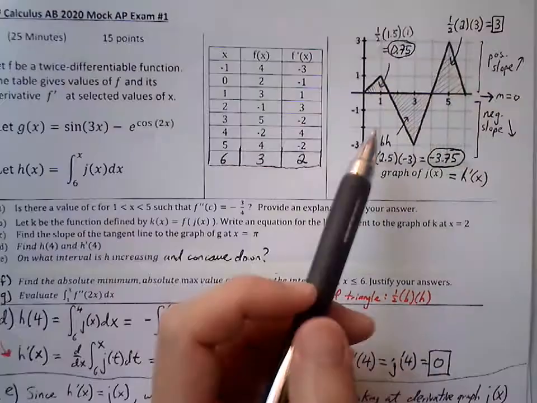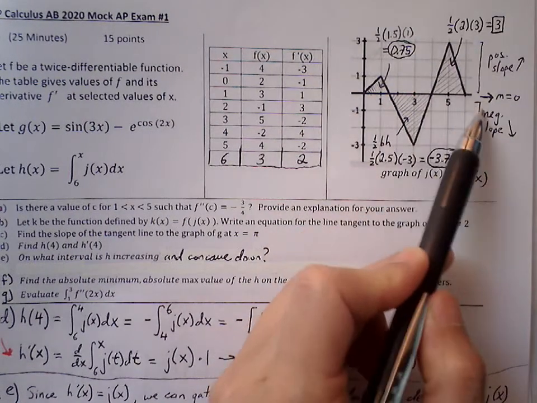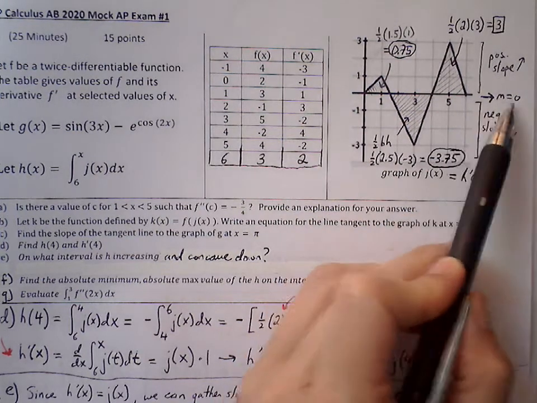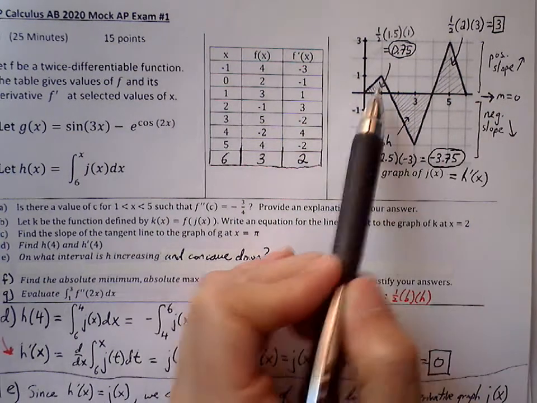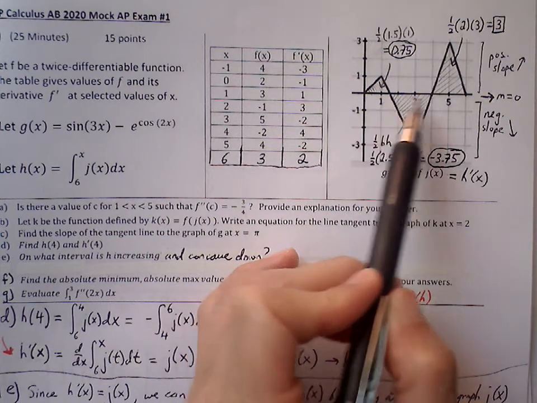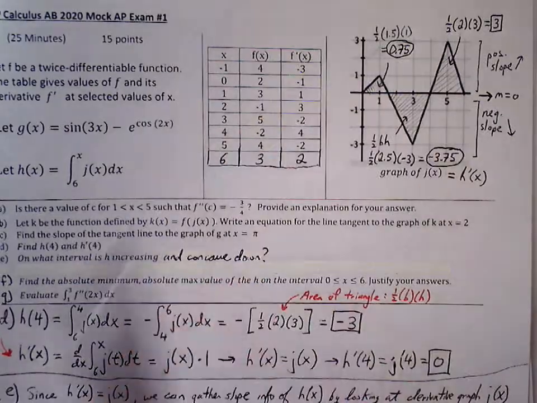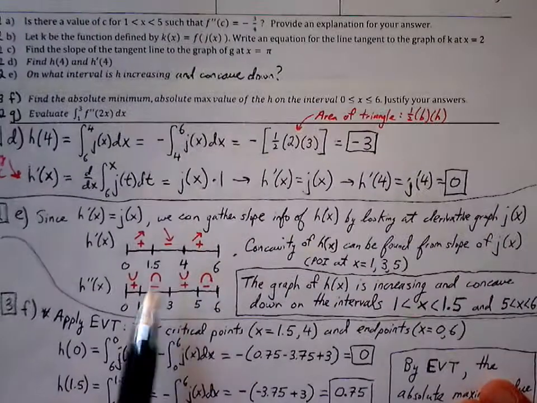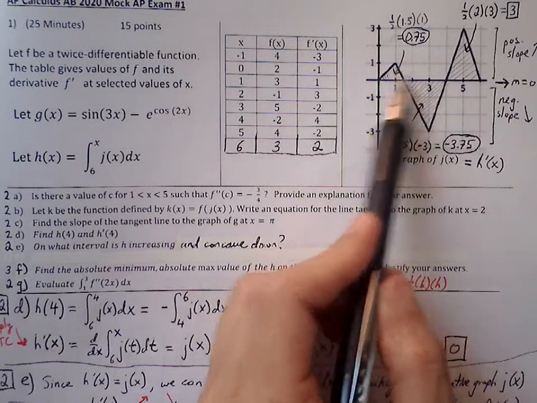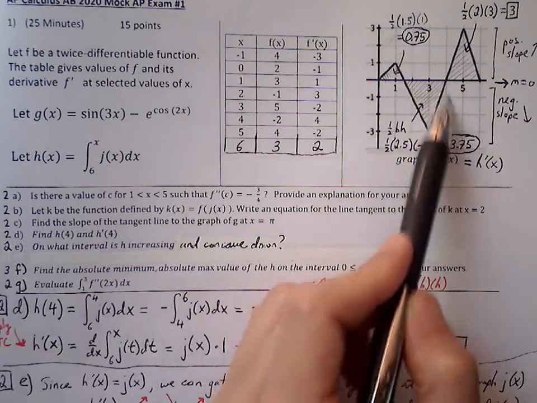So I labeled my derivative graph. Anything above is positive slope, anything below is negative slope, anything on the x-axis is slope of 0. So my critical points are going to be 1.5, 4, and 6. Regions above the x-axis represent positive slope. So my original h graph is going to be rising in this interval, then it's going to fall, and it's going to rise again.